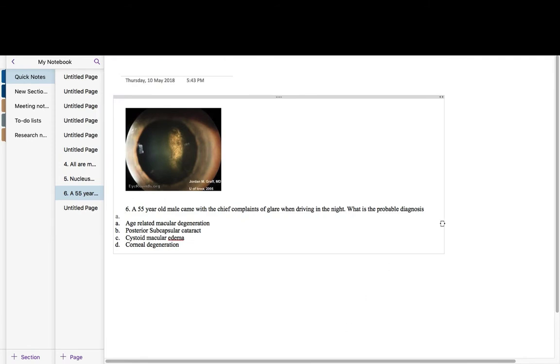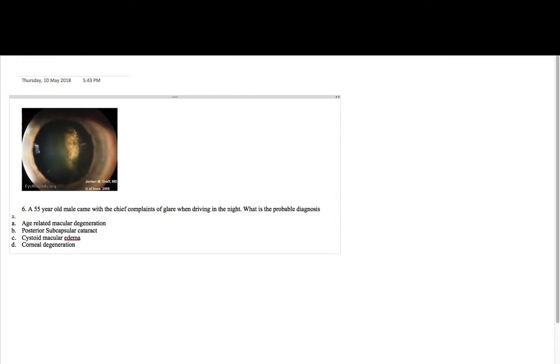So our next question was that a 55-year-old male came with the chief complaints of glare when driving in the night. What is the probable diagnosis? So options were age-related macular degeneration, posterior subcapsular cataract, cystoid macular edema, and corneal degeneration. According to me, the answer here should be posterior subcapsular cataract. Okay.